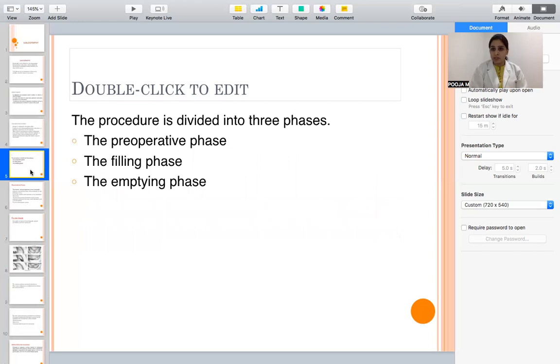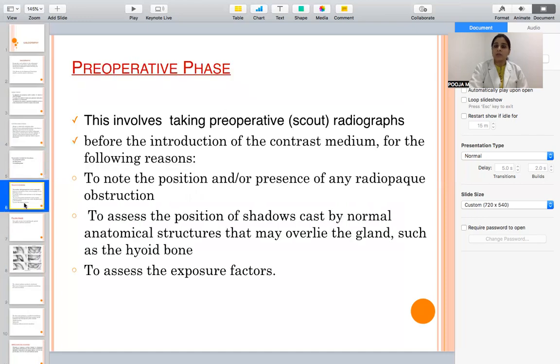Coming to the procedure, or the phases in which sialography is categorized. Sialography is done mainly in three phases. The first phase is the preoperative phase, the second phase is the filling phase, and the third phase is the emptying phase. Coming to the preoperative phase, what exactly do we do in this phase? This phase includes taking a scout radiograph.